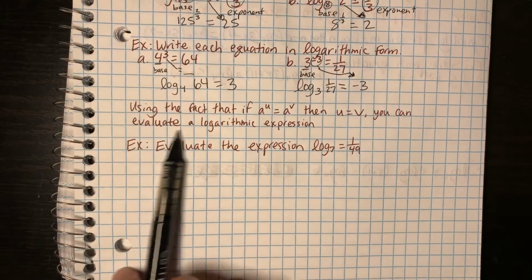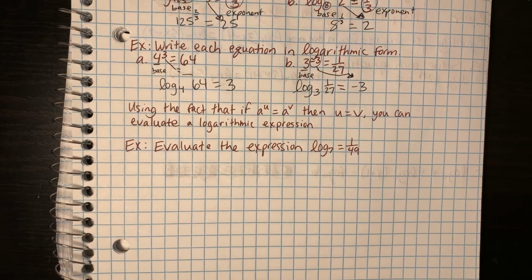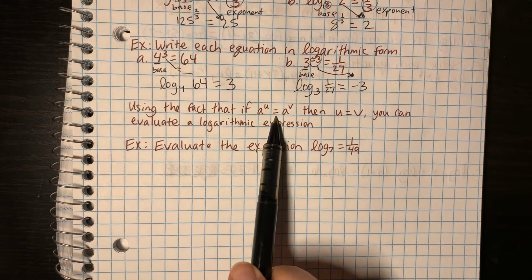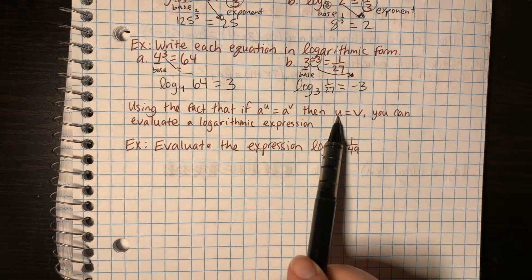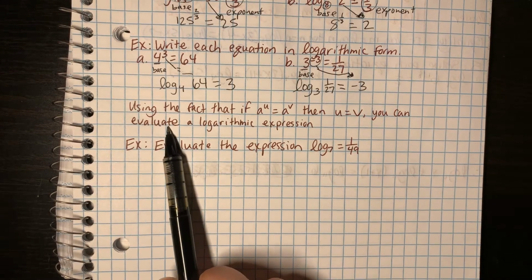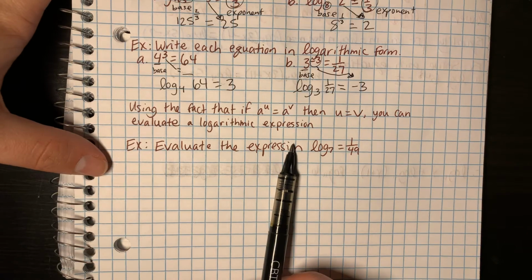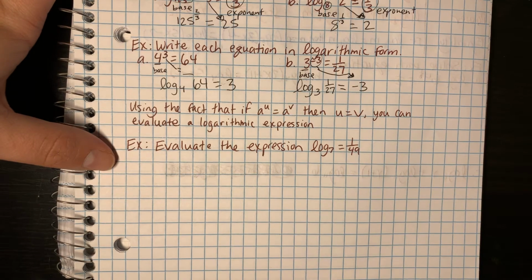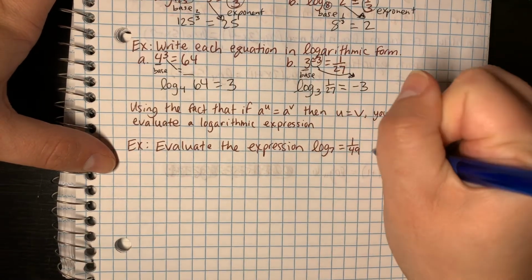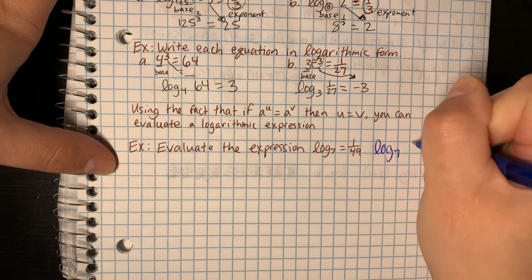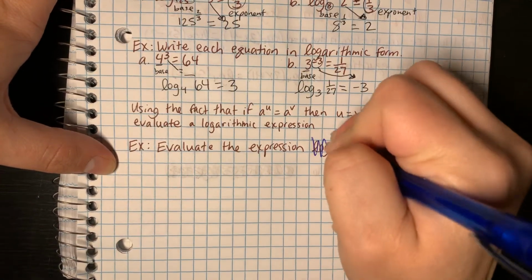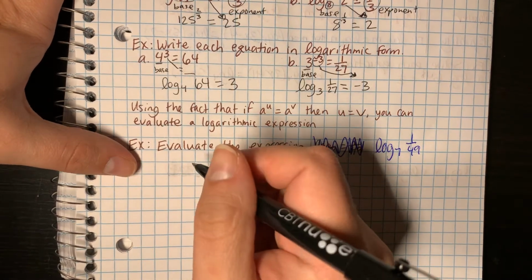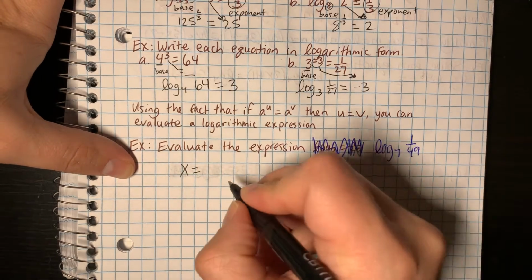This is a concept that we can use to evaluate our logarithmic expressions using the fact that if a to the u equals a to the v, then u equals v. You can use that to evaluate a logarithmic expression. So what we're going to do, whoopsie doodle, let me rewrite this for you. This should say log base 7 of 149. There should be no equal there. Okay, so what we're going to do is we're going to say that x equals this.